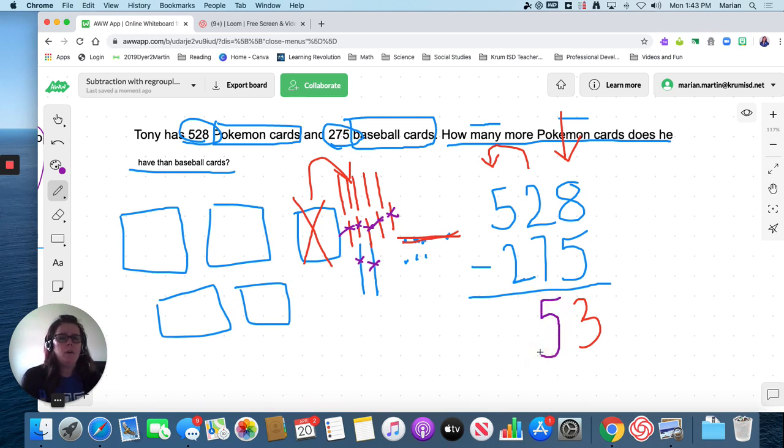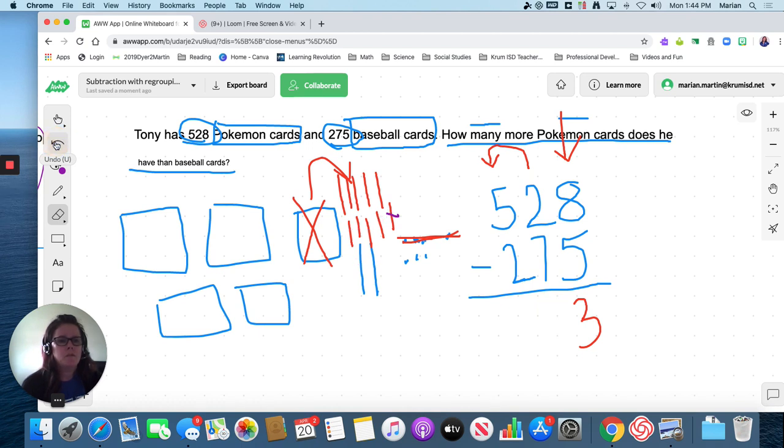Oh, but you know what? I forgot to do something. What did we forget to do to these two numbers? Do we still have 2 tens over here? No. Do we still have 500s? No. So I'm going to erase that because I should not have done that subtraction yet. Okay, oops. So I'm just going to go ahead and undo it this way.